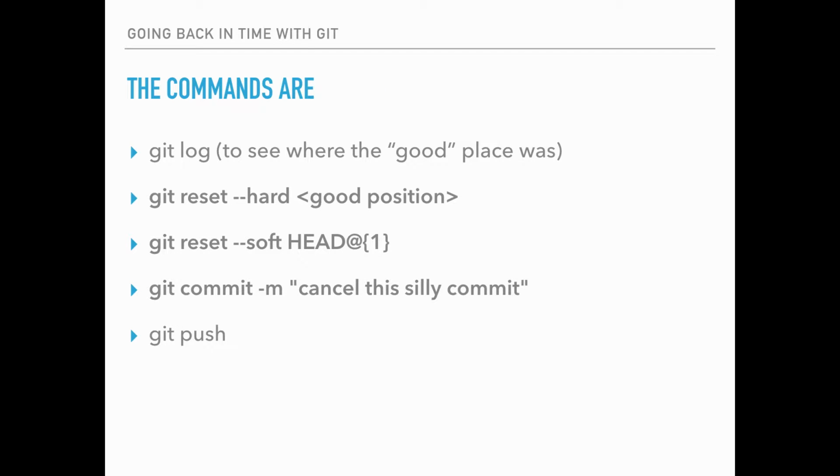So the commands are, you do git log to see what happened, or you can see that on the GitHub site. And then the 3 commands are git reset --hard to the good position. Then you do a git reset --soft HEAD@{1}, and this means you can commit. I'm not even sure why, but it's worked every time. It's awesome. And you commit it saying cancel this silly commit from drunken colleague. And you do a push.